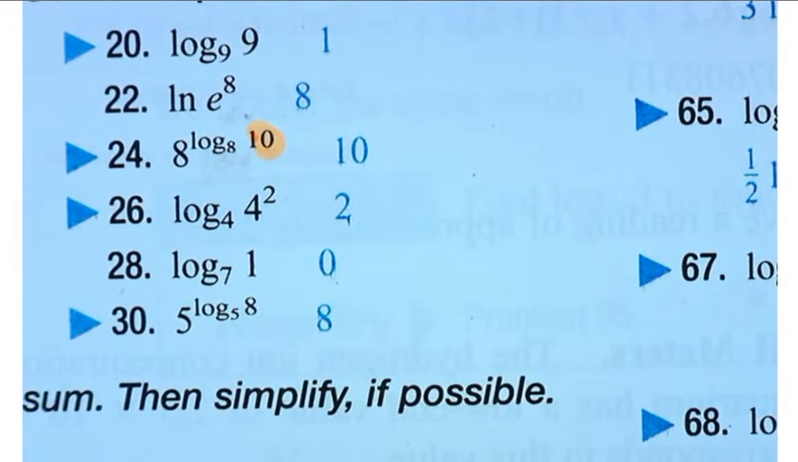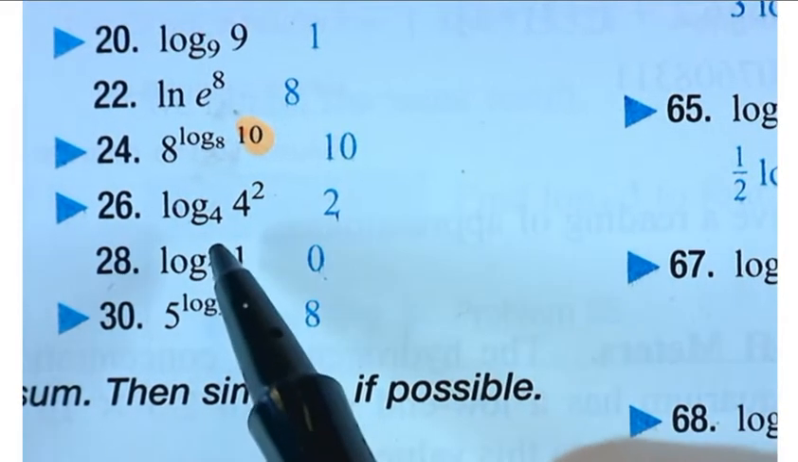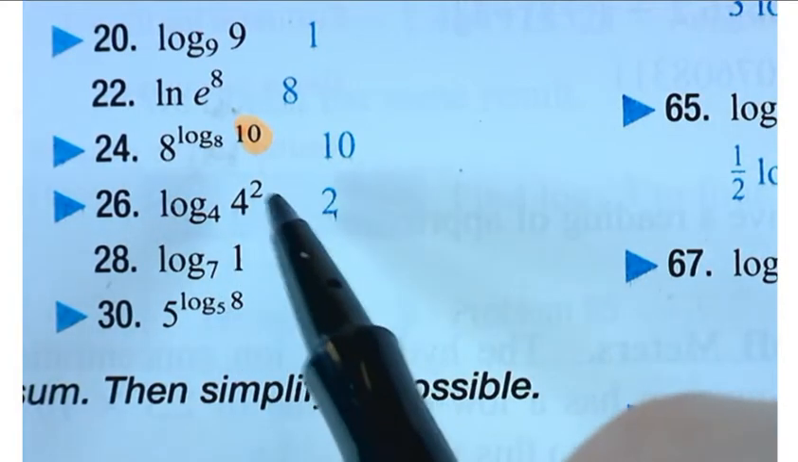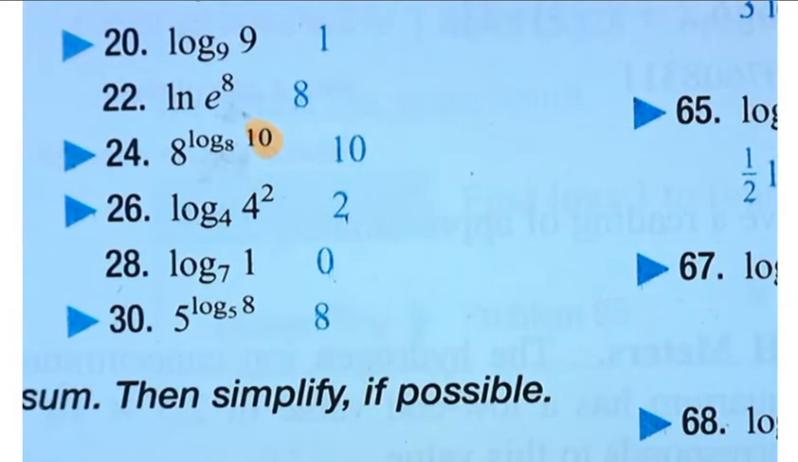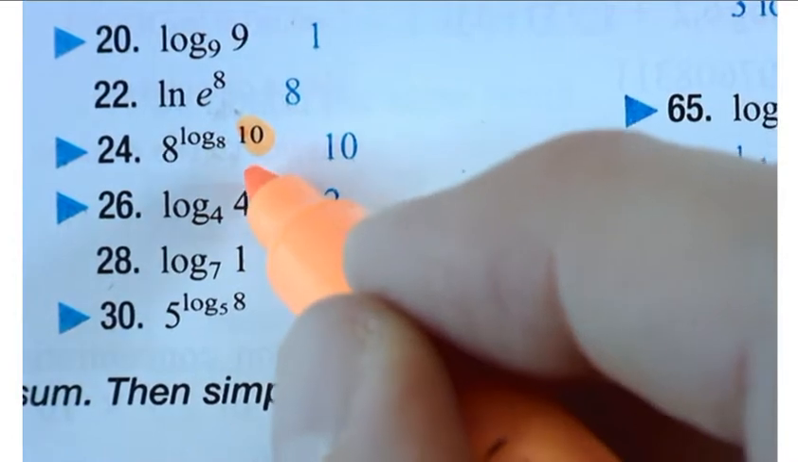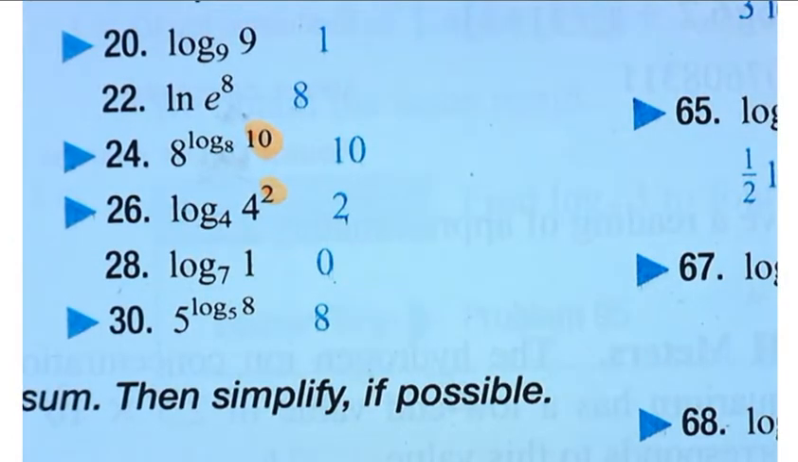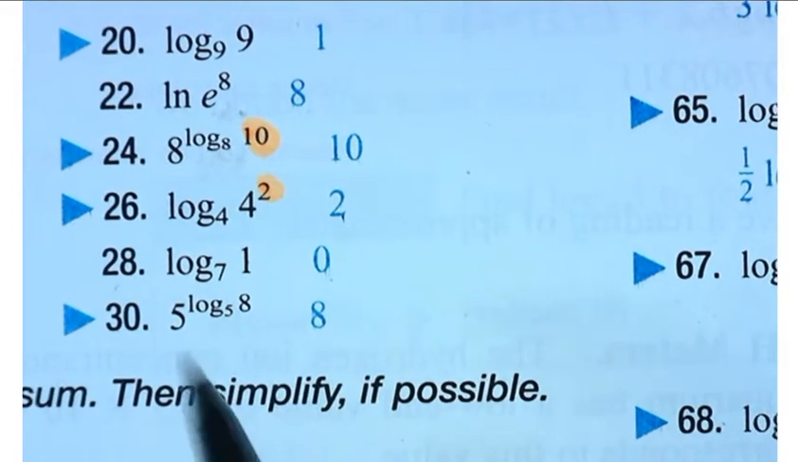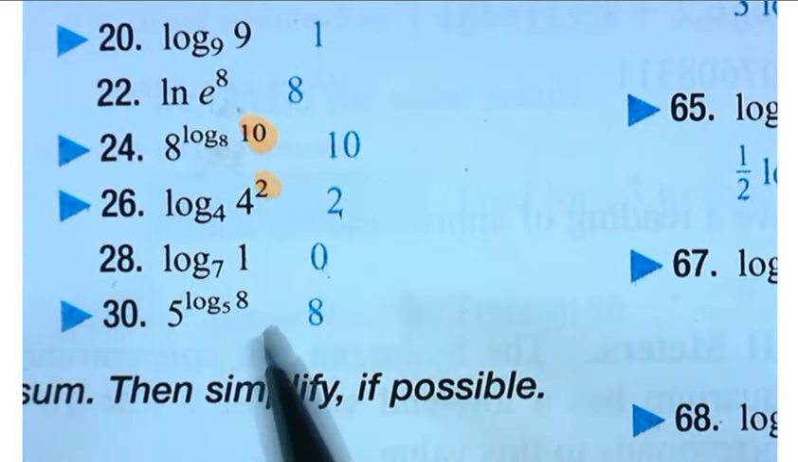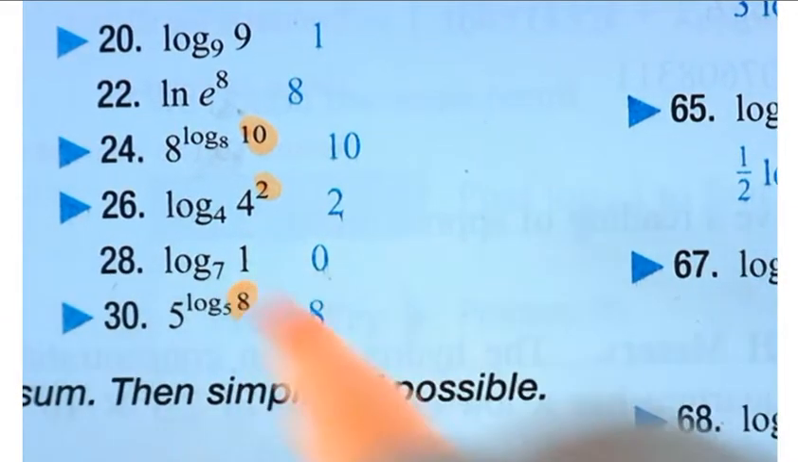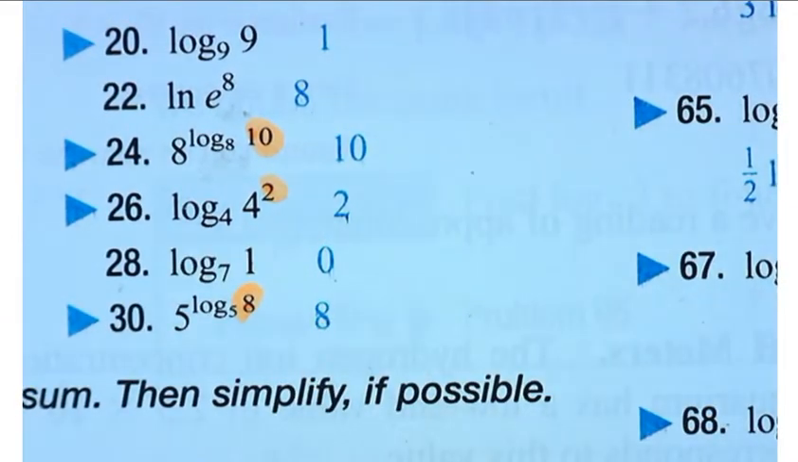You just get the exponent. In the reverse order, but the same kind of principle, the log base 4 of 4 to the second power, again, those two operations cancel each other out. You're going to end up with the 2. There's one last example like that down here. 5 to the log base 5 of 8. Those operations cancel, you're just going to get 8. So, a couple problems like that.